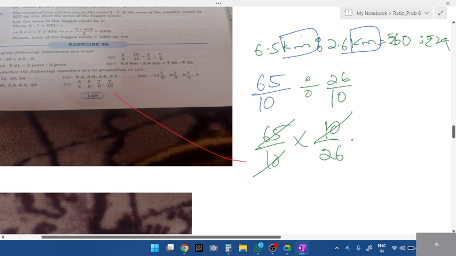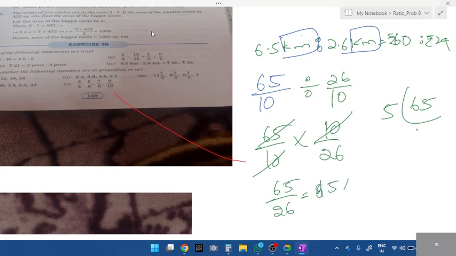Next, any value? Anything common to them? 65 and 26. Try 11, 12. If you're feeling it is difficult, factorize 65, students. What do you get for 65? 5 into what? Yes, look here. 5 into 13.